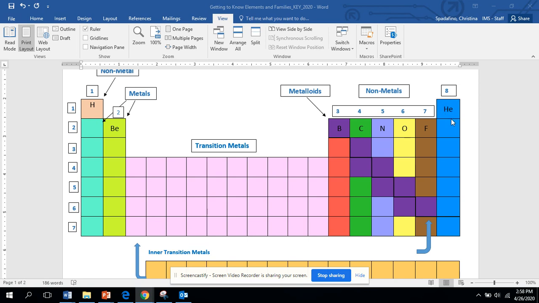And then helium, this family is known as noble gases. They have 8 valence electrons.